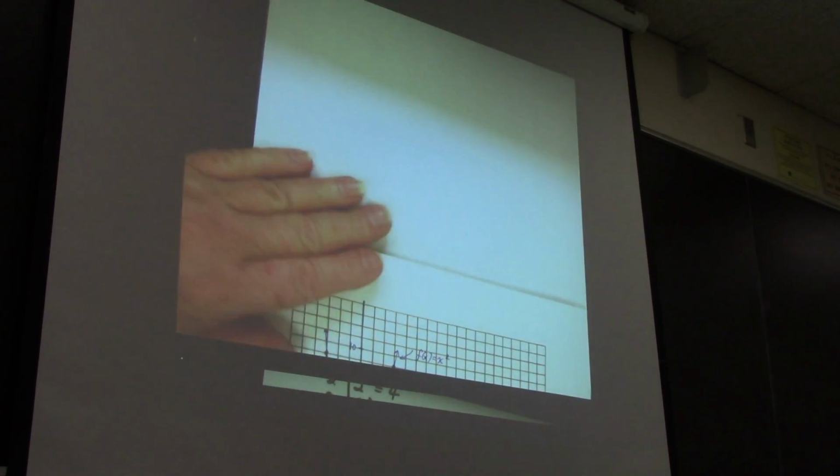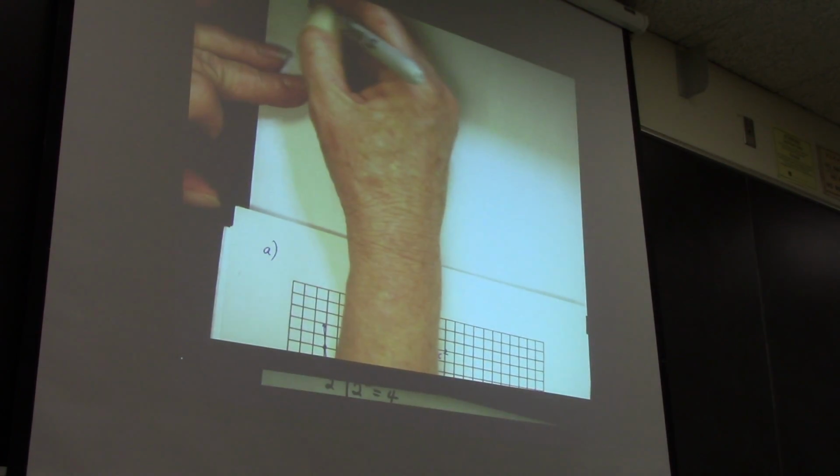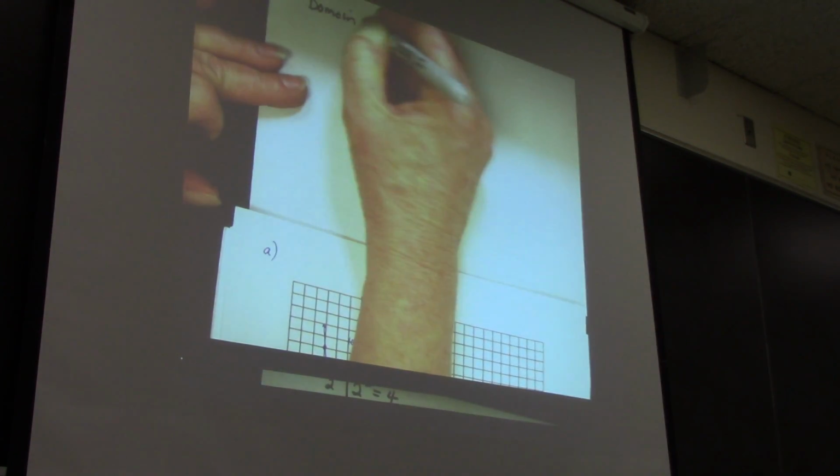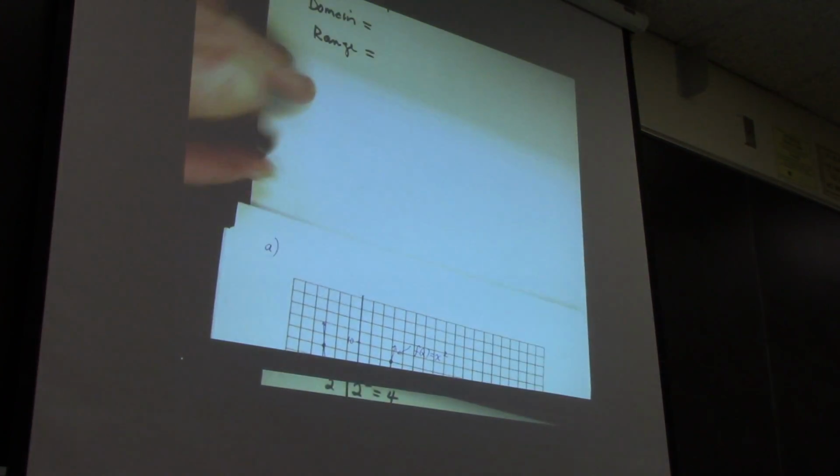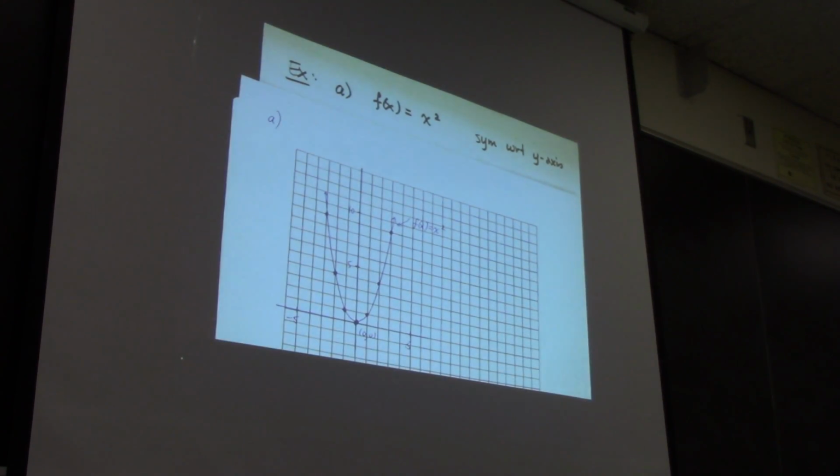Now looking at the graph, let's get the domain and the range. Well, first of all, from the function itself, without even the graph, what's the domain?